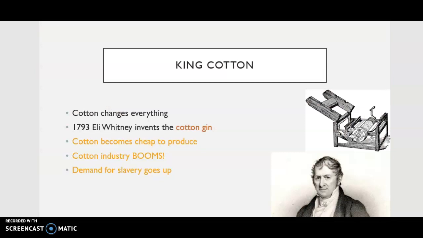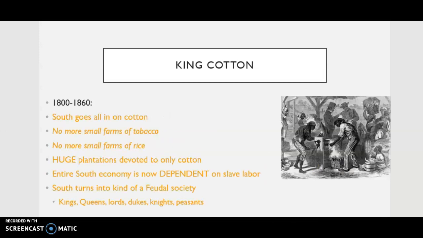So King Cotton comes into play. Cotton changed everything. In 1793, Eli Whitney invented the cotton gin, which made cotton cheap to produce, and the cotton industry boomed, and that caused the demand for slavery to go up. Here is a sketch of the cotton gin. Here's Eli Whitney, again, the inventor of the cotton gin, and the South was all in on cotton in the early 1800s. There were no more small farms of tobacco or small farms of rice. These were huge plantations devoted to only cotton, and the South became dependent on slave labor. Slaves and cheap labor were essential for the success of these large cotton plantations.